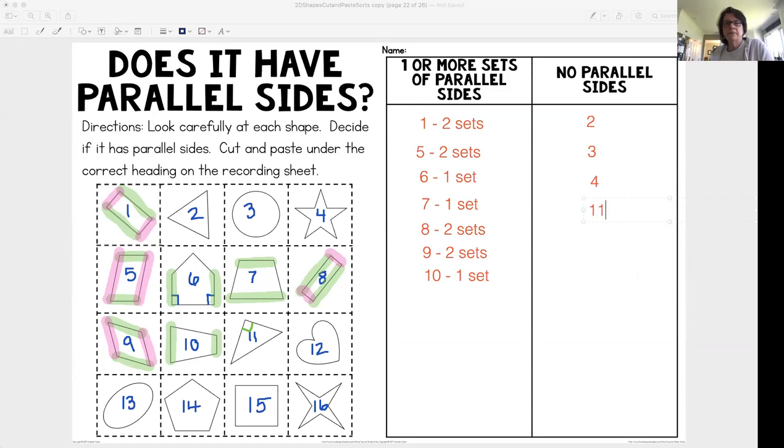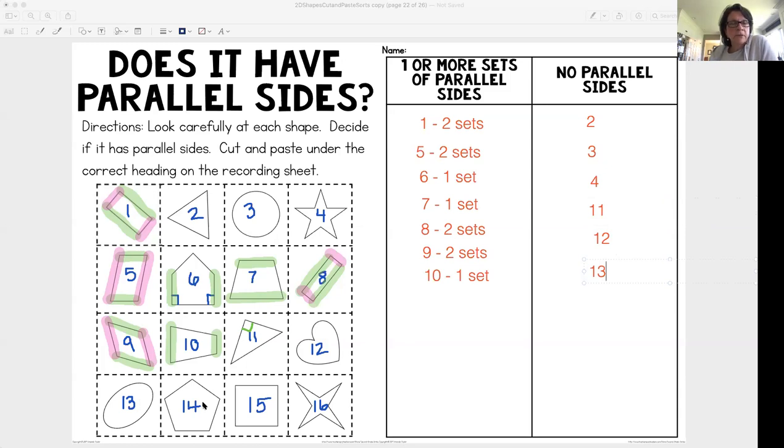Okay, number 12, it's a heart, and is it a polygon? You're right, it is not a polygon because it has curved sides, and it has no straight lines that never meet, so it has no parallel sides. We're going to put it in the right-hand column here. Number 13 is an oval. Again, it's not a polygon because it has curved sides, and it has no straight sides for sure, so we're going to put that over here in the no parallel sides column. Okay, let's look at number 14.